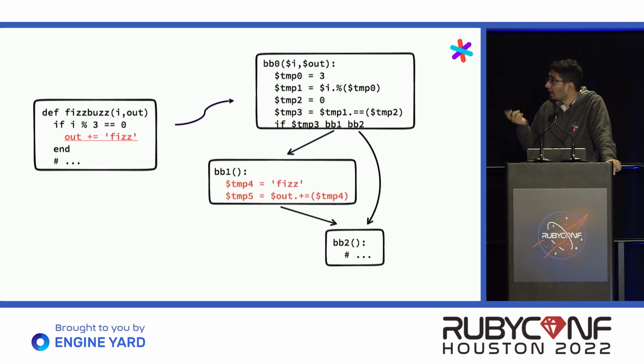The other thing is the body of the if statement, which has an out plus equals fizz. That's done similarly: the literal becomes assigned to a temporary, and you call the plus equals method. Even though in the source code out is an L value, on the left-hand side of the plus equals, from a practical perspective it's essentially calling the plus equals operator on out. And that's what you see as the second instruction.